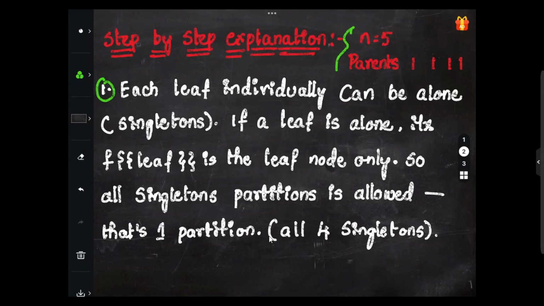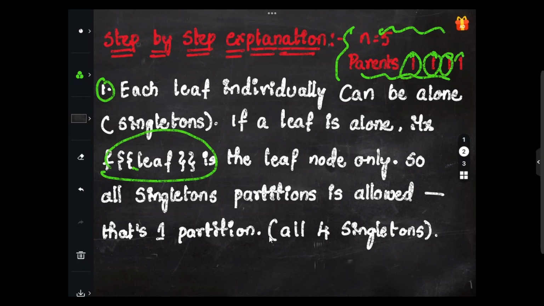So n equals 5 and parents equals 1 1 1 1. Each leaf here individually can be alone. If a leaf is alone, it's f of leaf, in this format. This is the leaf node only. So all the singleton partitions are allowed. That's one partition. All the singletons are allowed, because we have 4 leaves here, so we will be considering the 4 singletons. This is fine. Now let's move on with the second point.